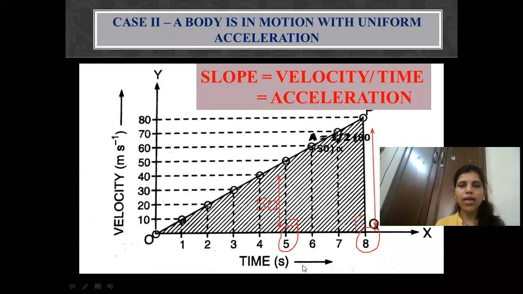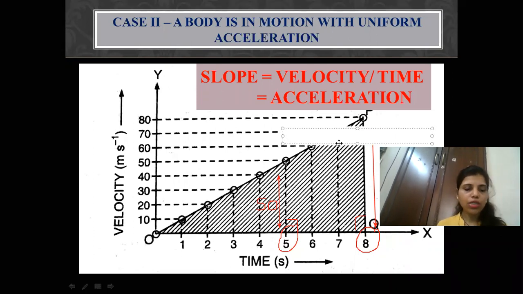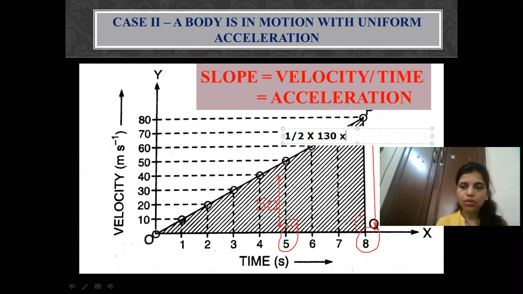Here I'll have to rewrite it, 1 minute. I'll just clear this and then write once again. So here I'll be getting, I'm just calculating now directly, half into, as you can see, 50 plus 80, 130, into height. 8 minus 5 is 3.